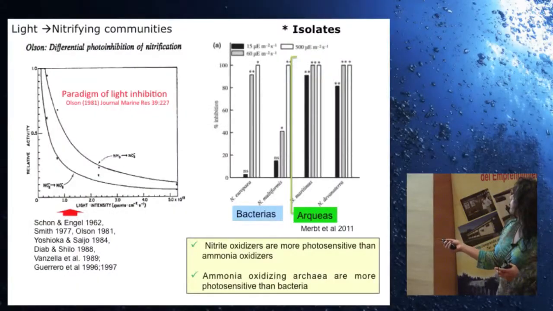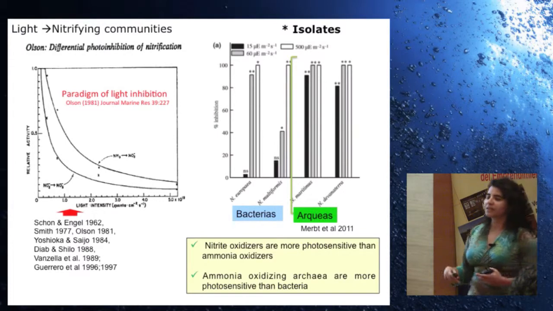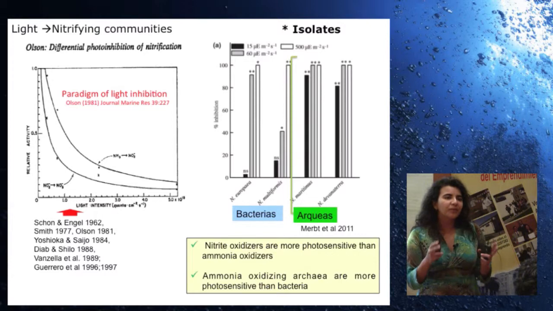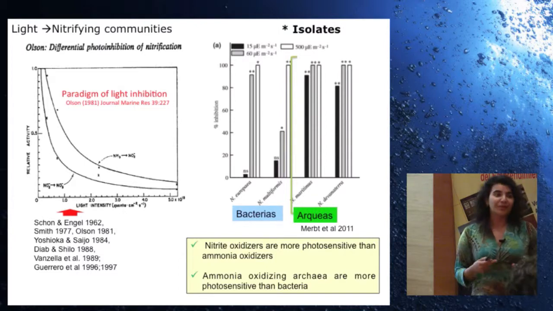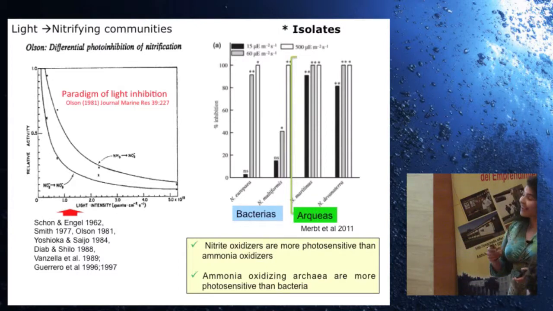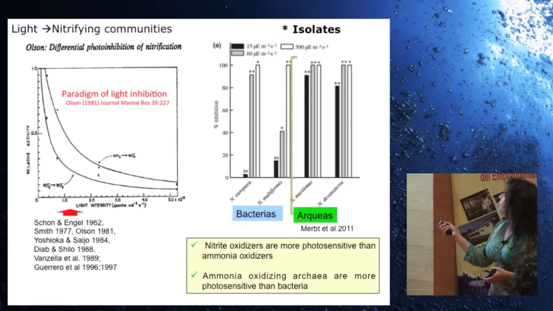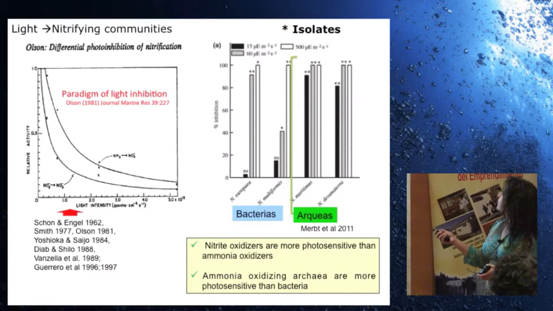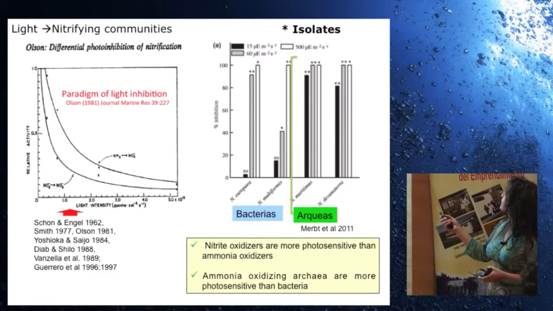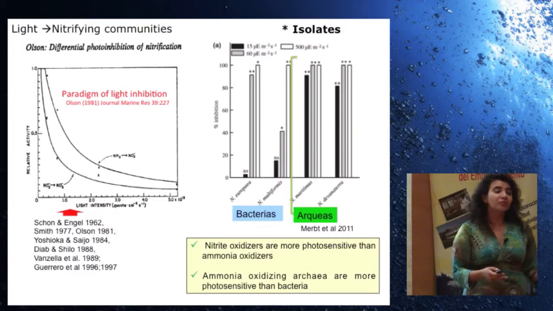Recently, for example, in the case of archaea, including Nitrosopumilus maritimus, which is one of the most important groups of Thaumarchaeota, even one of the most important ammonium oxidizers in marine ecosystems, and also in the salars now, there is an influence of light. This is the percentage of inhibition, and you can see that compared with bacteria, they are most inhibited compared to bacteria.